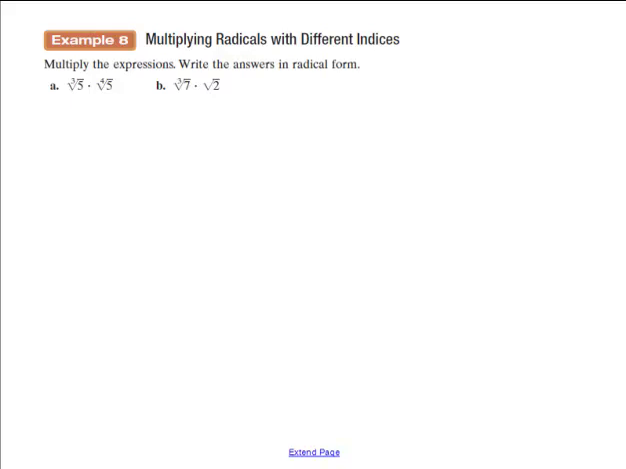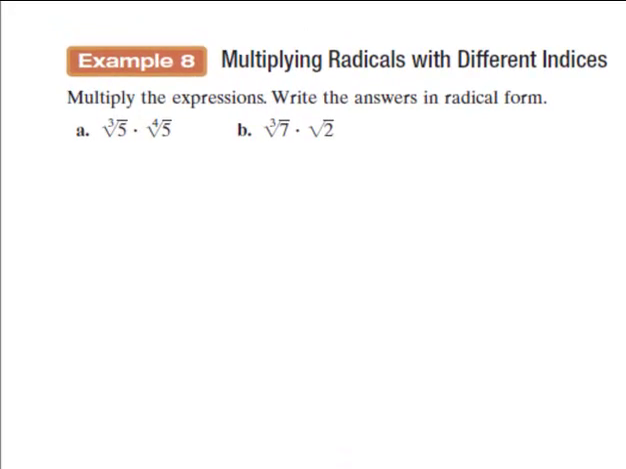Alright, almost done. We need to multiply radicals with different indices. So cube roots and fourth roots we want to multiply together, or cube roots and square roots we want to multiply together. How they're sitting right now, we cannot combine them. I can't just multiply the stuff on the inside. So what I need to do is change them back into their fraction form, because in fraction form I can use the exponent rules that we learned way at the beginning of the year.